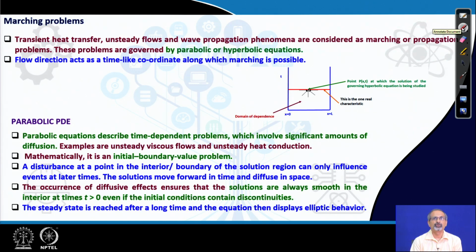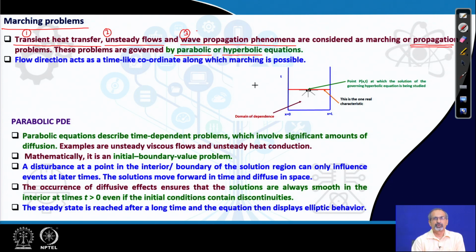Let us move on to the next category, which we are calling the marching problems. Which kind of problems come under this category? Transient heat transfer, that means unsteady heat transfer. Any kind of unsteady flow, that means time dependent flow, and wave propagation phenomena. These are considered as marching or propagation problems. And what are the partial differential equations which help us to model them? Of course, you can now guess the remaining two: parabolic and hyperbolic equations both fall in this category.